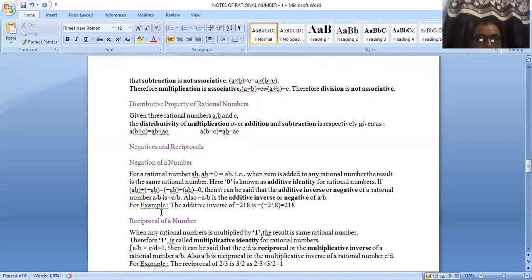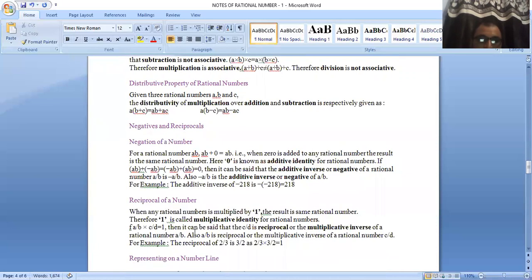The additive inverse of any rational number we can get by changing its sign. The additive inverse of minus 218 is positive 218. Understood? For the additive inverse, we have to change the sign of the given rational number. It is called its additive inverse.